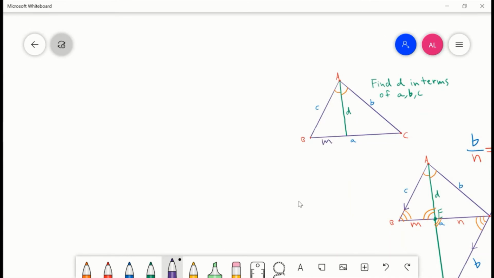So to start off, we're once again going to label the sides M and N, like we did in all of these proofs right here. And now we're going to once again do some Stewart's theorem, D squared times A plus man is equal to c squared n plus b squared m. And now we're trying to find an expression for D. So what we're going to do is we're going to isolate the D.